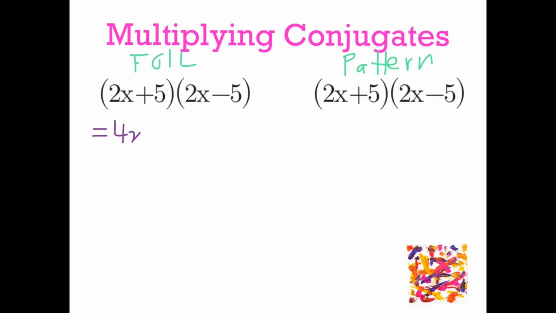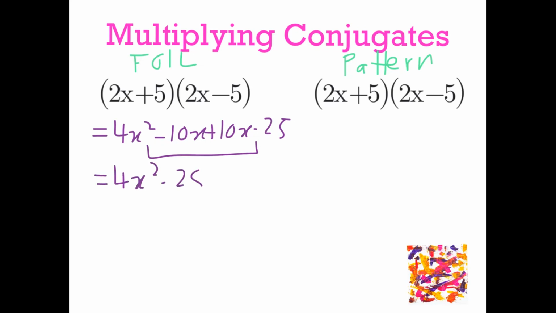So this is going to be 4x squared minus 10x plus 10x minus 25. These two terms will disappear. So we're going to end up getting 4x squared minus 25.